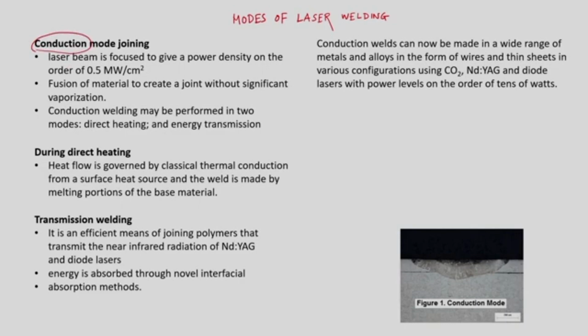As the name suggests, we are using a laser beam. We are focusing the laser beam on the work part, generating a power density of up to 0.5 megawatts per centimeter square. So in general, when we generate a power density of about 0.5 megawatt per centimeter square, we are generating conduction mode of joining. So what is the meaning of conduction mode?